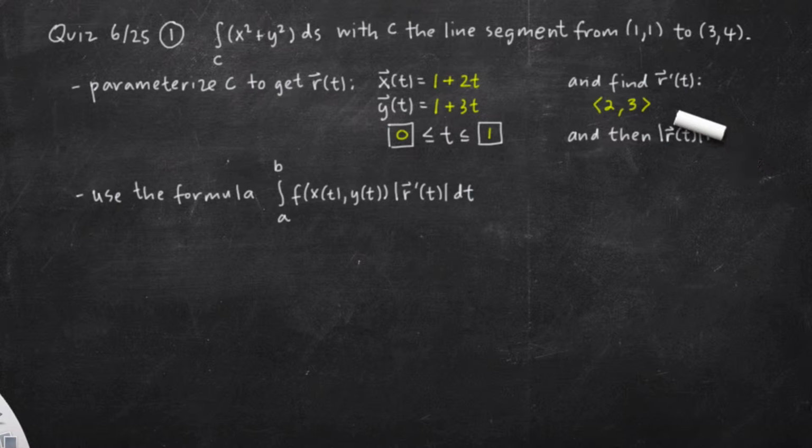And then find the magnitude. So it's a constant velocity, and the speed, or the magnitude of the velocity, will be the square root of 2 squared plus 3 squared, which is 13 under the radical sign, I should say. So the square root of 13. So this here is going to be the square root of 13.